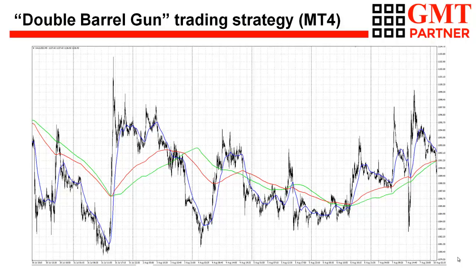The long-run objective of this strategy is to profit from daily short-term market movements that can last from a few minutes to several hours. Trading in accordance with the rules of the double-barrel gun trading strategy, on average, will get you about 5 to 10 transactions on each financial instrument within 1 month. Most of the transactions of this strategy are opened and closed within one trading day.